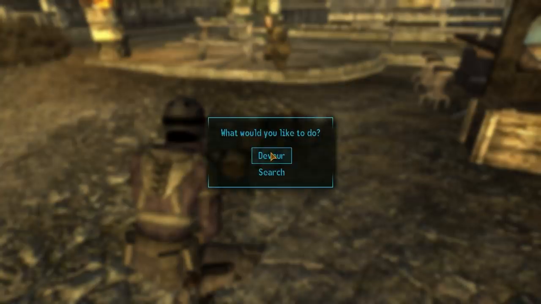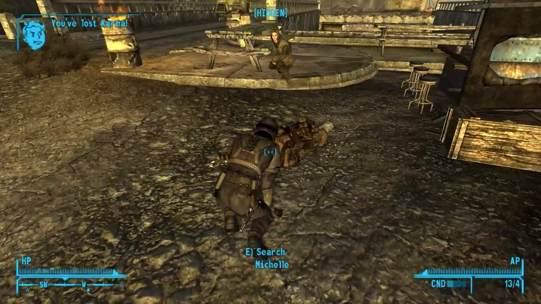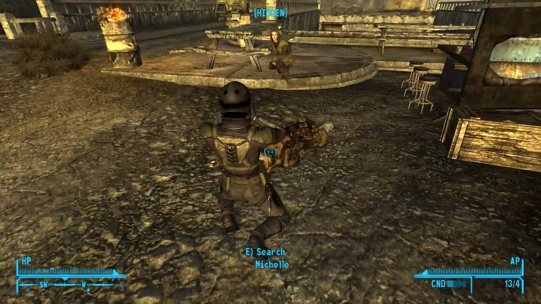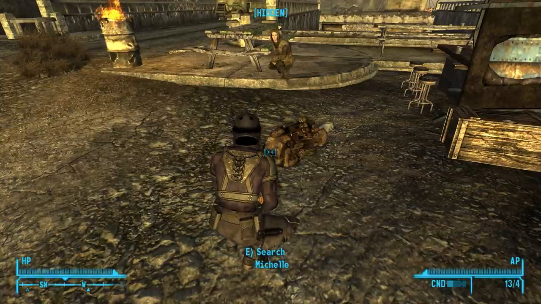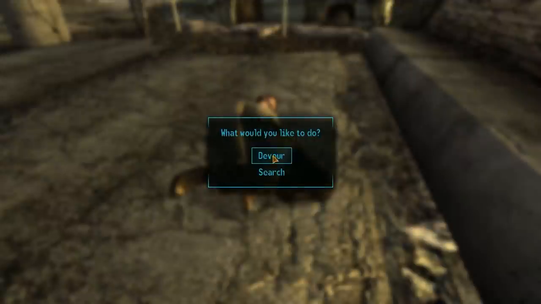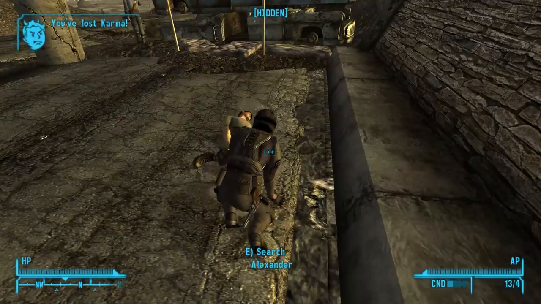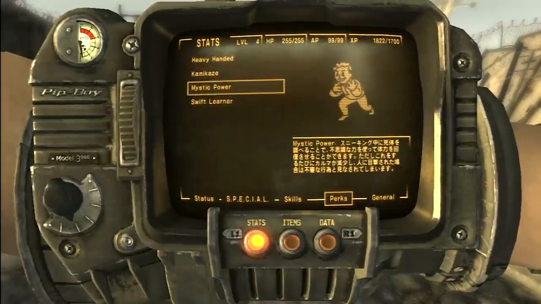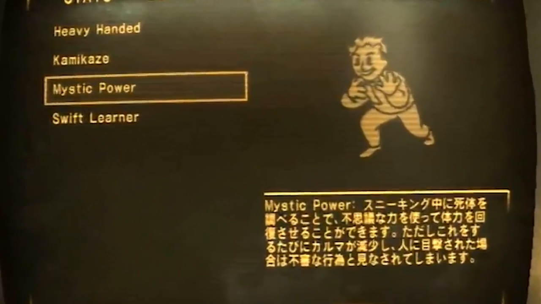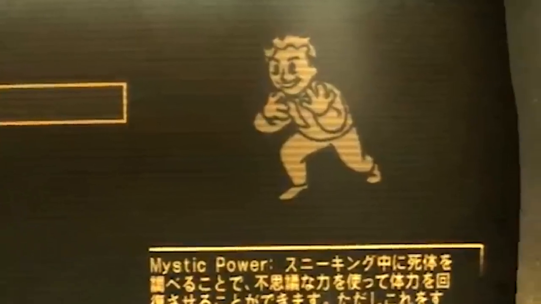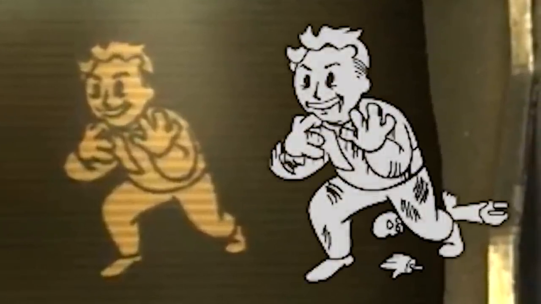The cannibal perk was first introduced in Fallout 3 and allows the player to eat the corpses of NPCs to regain health at the cost of losing karma. In Fallout 3, this perk wasn't altered in any localization, which makes what happened to the following game in the series even stranger. The cannibalism perk was altered in the Japanese release of Fallout New Vegas and renamed as the Mystic Power perk. The cannibalism icon was also censored to remove blood and gore, leaving a nefarious Fallout Boy that's casting a spell or something.